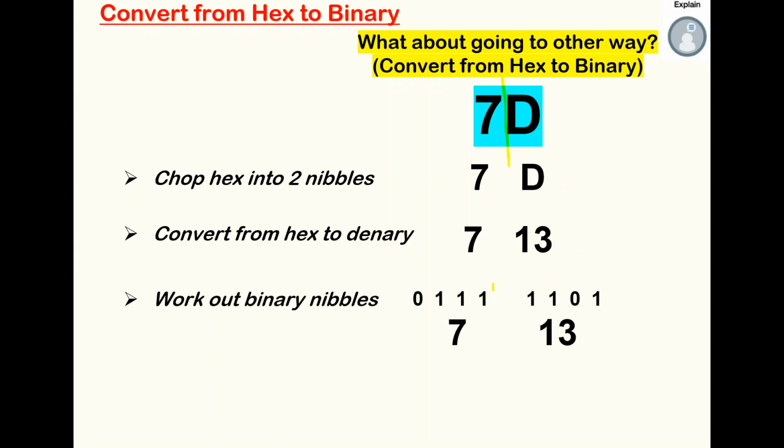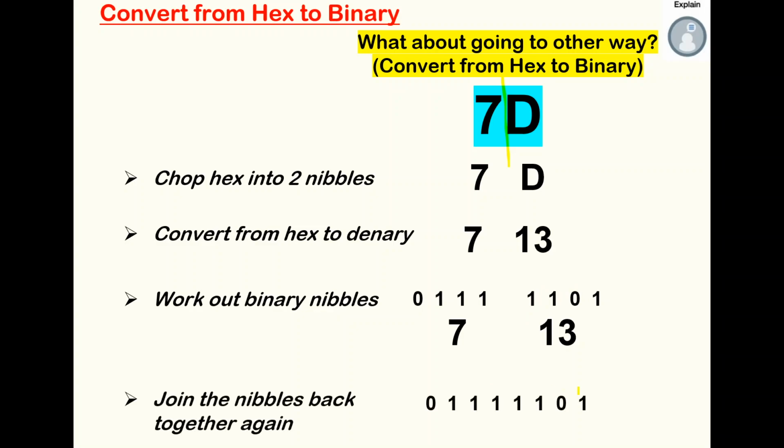We then simply work out the nibbles. 1, 2, 4, 8, 1, 2, 4, 8. Well, 7 would be 0, 1, 1, 1, and 13 would be 1, 1, 0, 1. And then we put them back together again. The key thing to remember here is you are doing them separately. 1, 2, 4, 8. 1, 2, 4, 8. If you can do that, the rest is easy peasy.